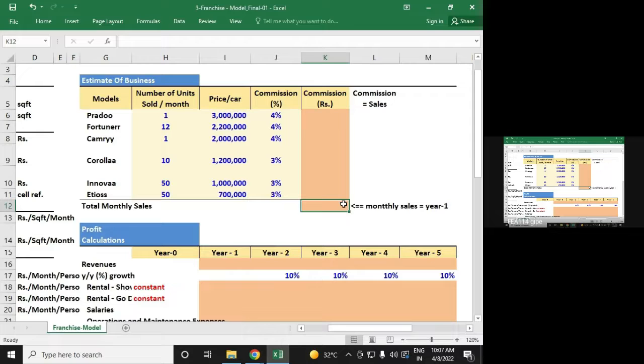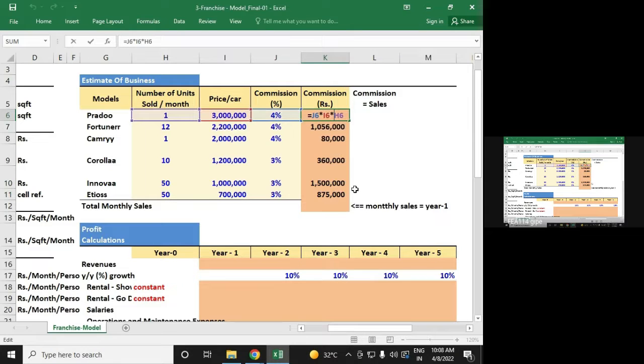$39 lakhs 91,000. Correct. 39 lakhs 91,000 is correct. Good. 4% of the price of the car is what we will get by selling one vehicle, and so many number of units we are selling each month. Okay. So total monthly sales will be just a copy of the same formula, and in the end we will sum it up.